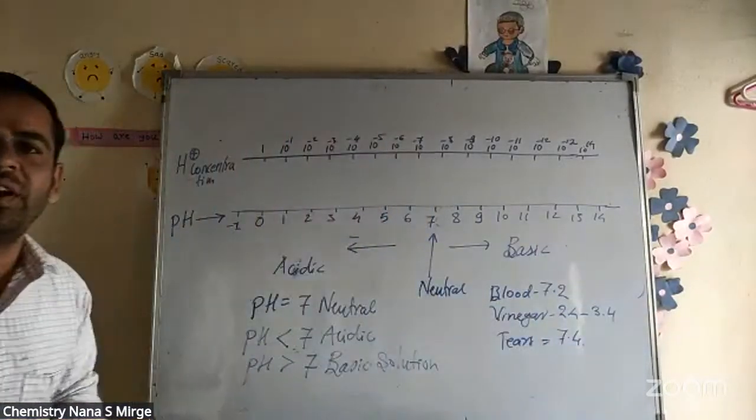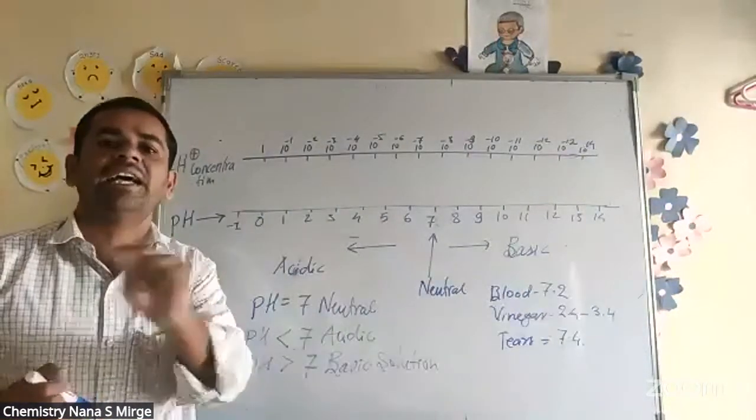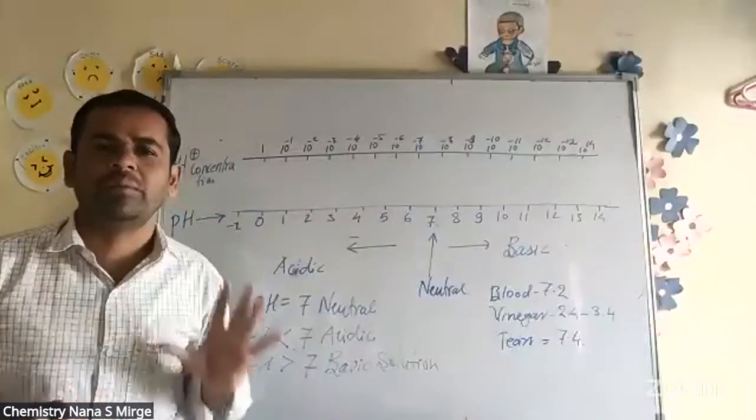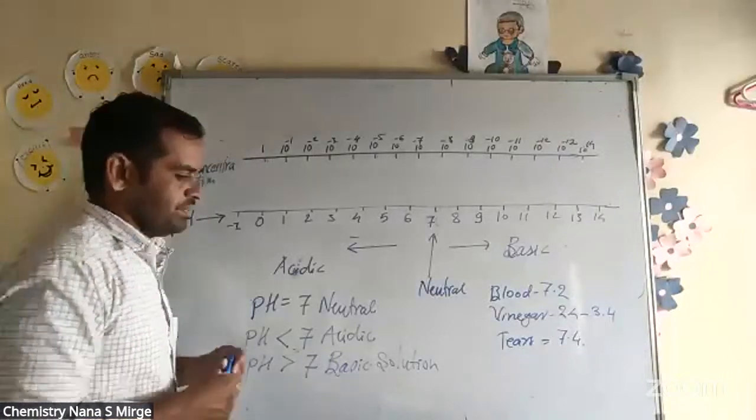pH of tear is 7.4, means it is slightly basic, not acidic. Tears are not acidic, they are slightly basic, not more than that, slightly basic nature.